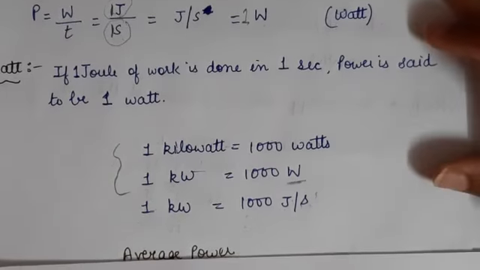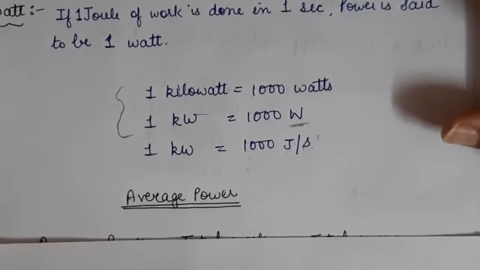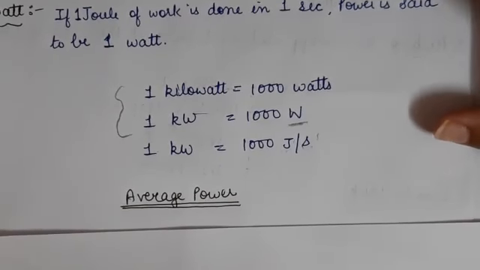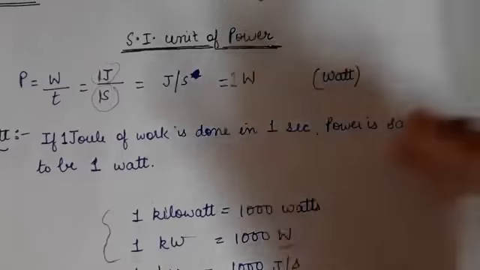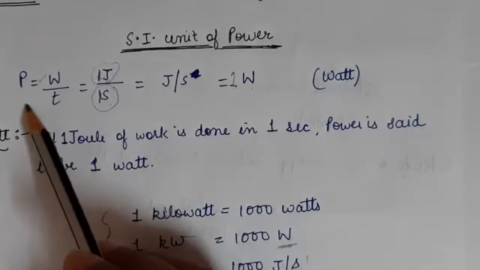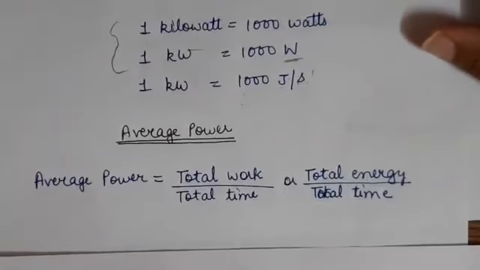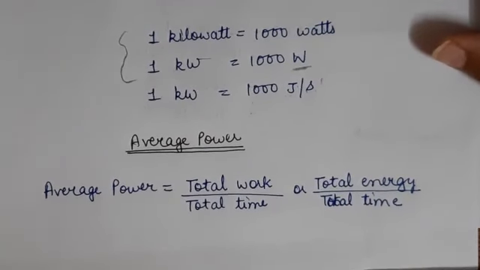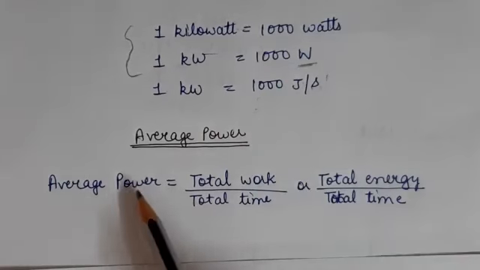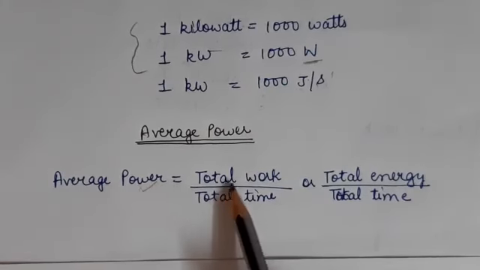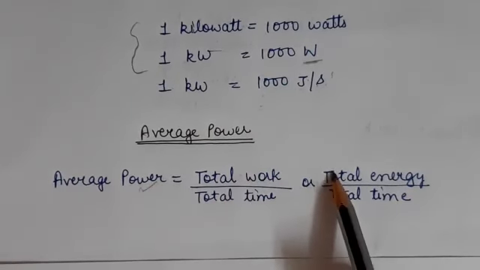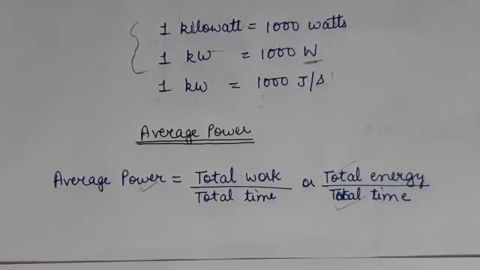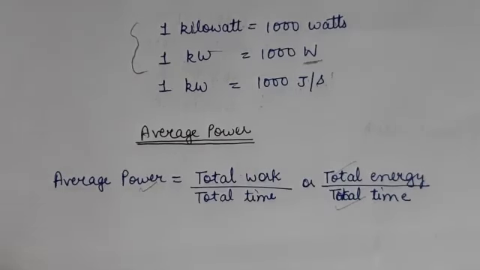There is one more term given in your NCERT book, average power. What is average power? Average power will be total work done upon total time. Okay. So what is average power? Total work done upon total time taken. That is average power. Or we can write, what is total work? The total energy consumed upon total time. That is also average power. One and the same thing.